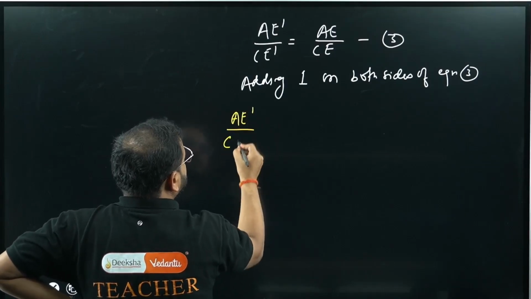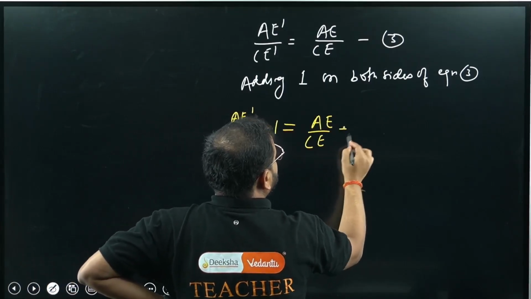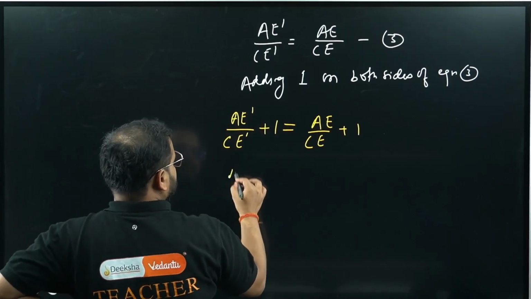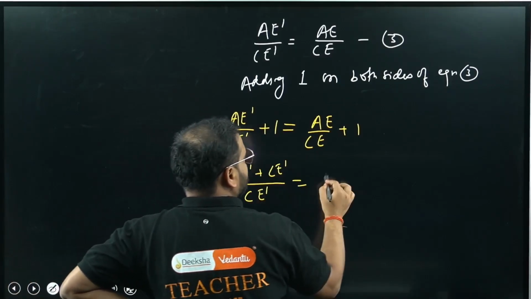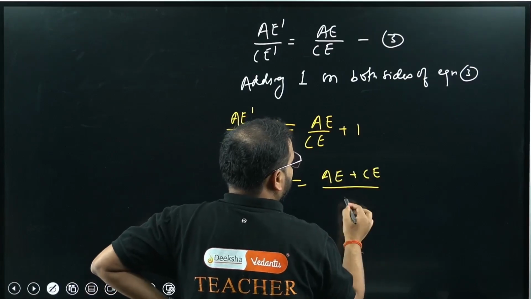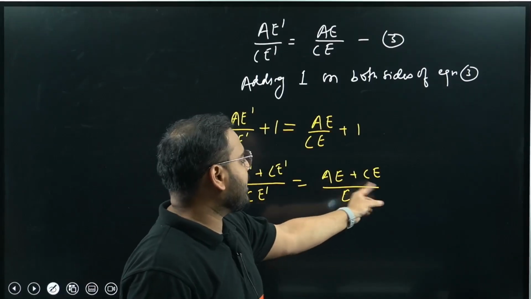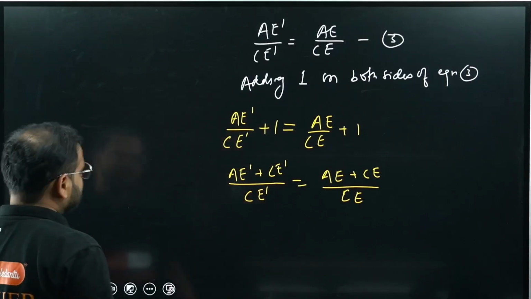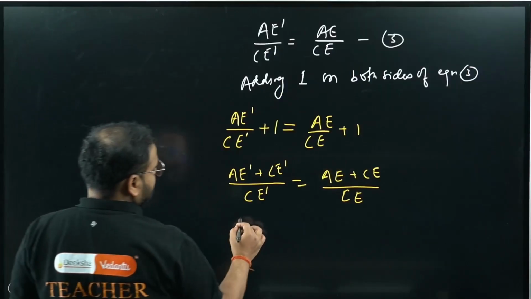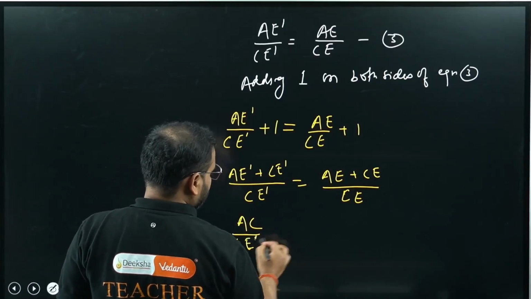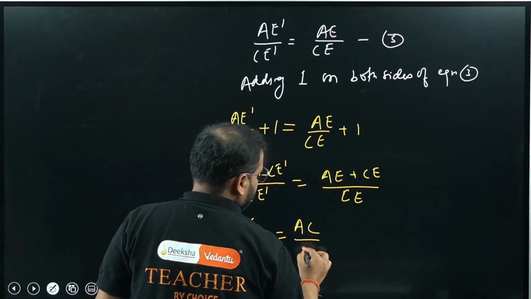Please add them like this: AE dash upon CE dash plus 1, and AE upon CE plus 1. Can I take the LCM? Of course. So I can write it as AE dash plus CE dash upon CE dash equals AE plus CE upon CE. Now check here, AE dash plus CE dash is nothing but AC. AC by CE dash. And AE plus CE is also AC.